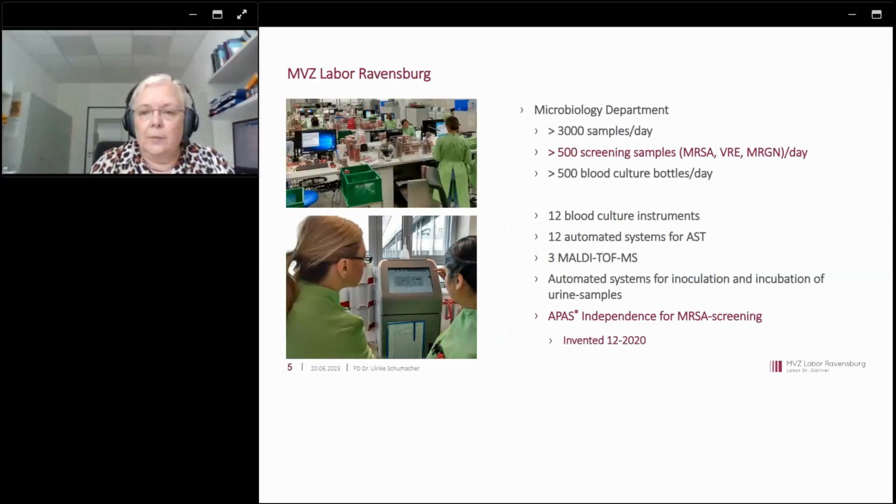We are processing about 3,000 samples in the microbiology daily, and although screening of MRSA and VRE declined slightly over the past years, today we are receiving more than 500 screening samples, and roughly half of them are for MRSA screening. The EPIS instrument was installed in our laboratory in December 2020 after a time for testing.